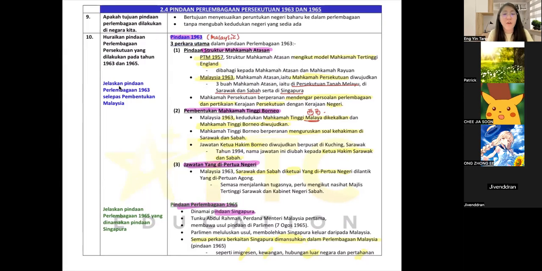On the other hand, for the 1965, is your Singapore left us, pindaan Singapore. So everything that relates to the Singapore one, all the perkara-perkara undang-undang, so semua dimansuhkan, abolish it. So maybe something related to immigration, kewangan, hubungan luar, diplomatic relationship, and defenses. All these are the things they dimansuhkan. Okay? So be careful with 2.3 and 2.4 lah, I would say. 2.1, 2.2, okay saja lah, okay?